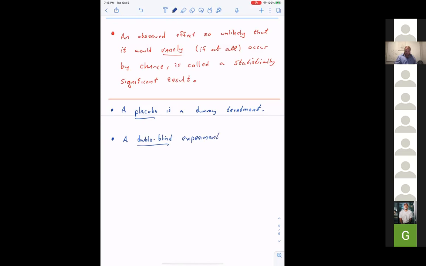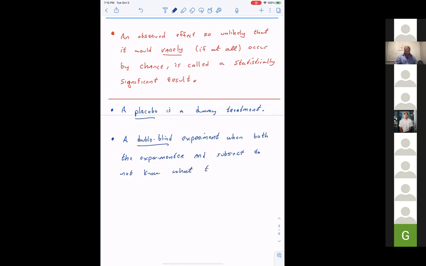Is it when both sides have a placebo? Well, if both sides have a placebo, then no one's getting anything, right? Yeah. Would it be when both the experimenter and the people don't know who got what? Yes, when both the experimenter and subject do not know what treatment is given to each subject. How would that experiment work? Like, how would he do that?